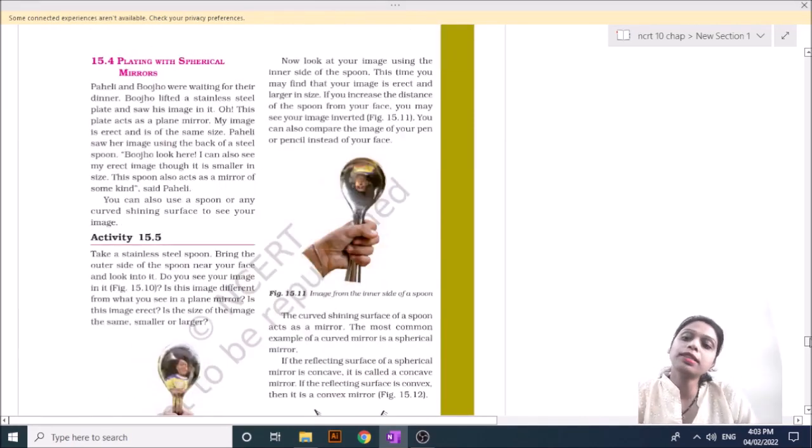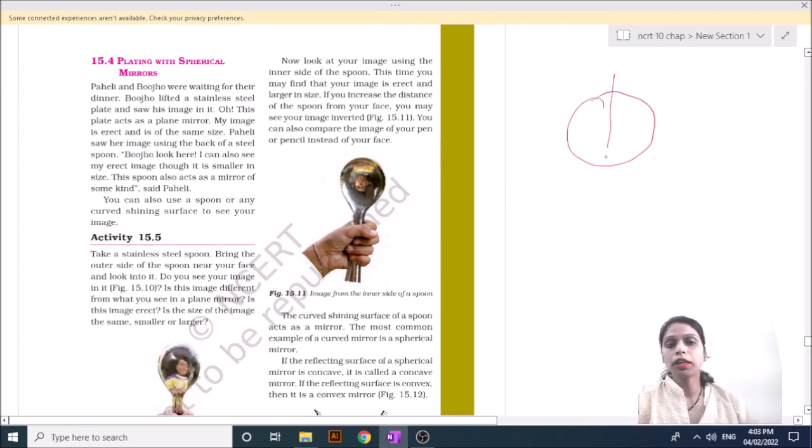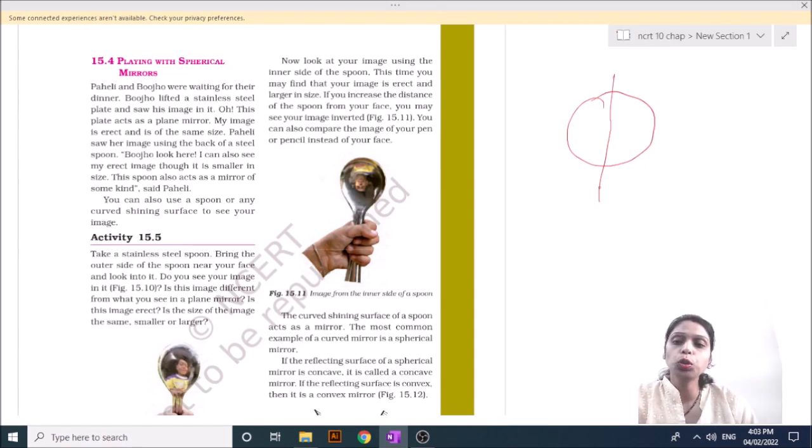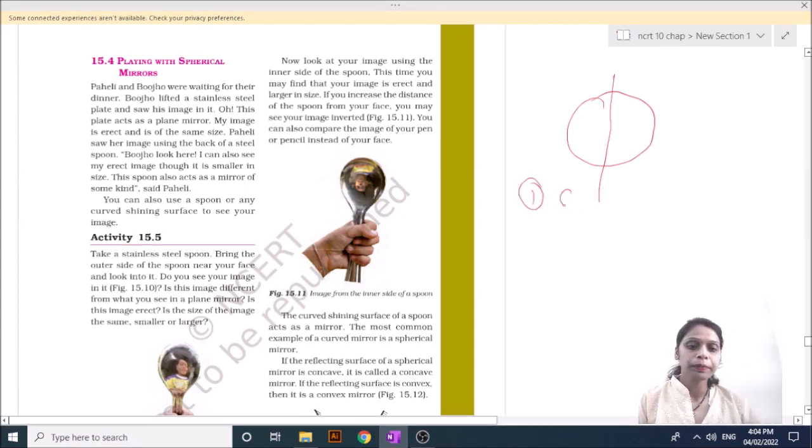Now we are going to discuss with you the spherical mirror. What is it actually? When you take a ball and cut the middle of the ball, what will you observe? There are two sides. Then it is a spherical mirror, and there are two types of spherical mirror discussed in this chapter. First is the convex mirror, and second is the concave mirror.